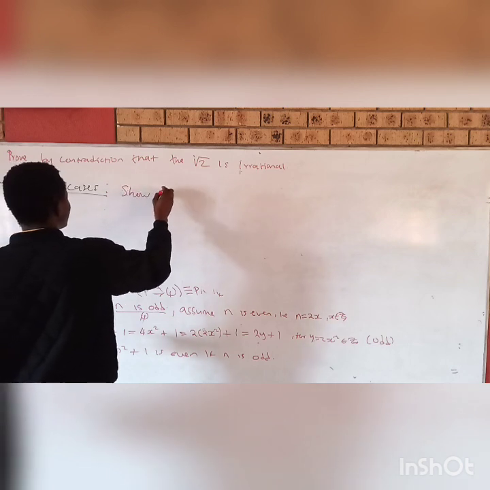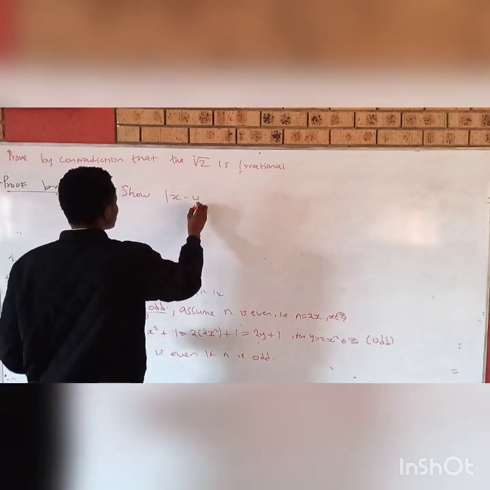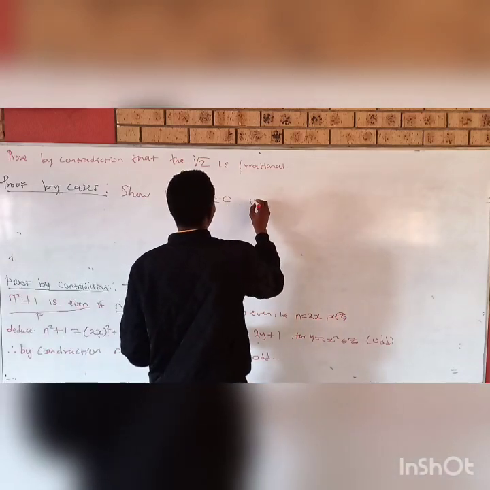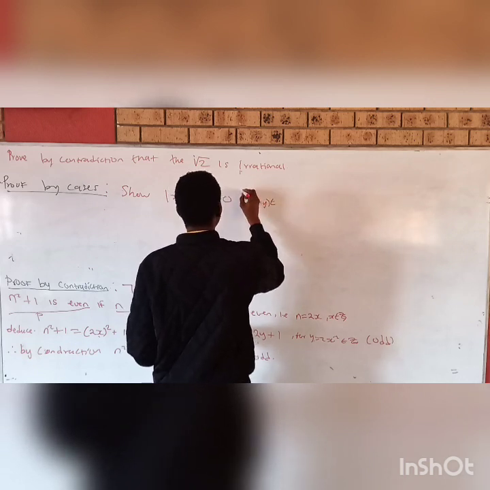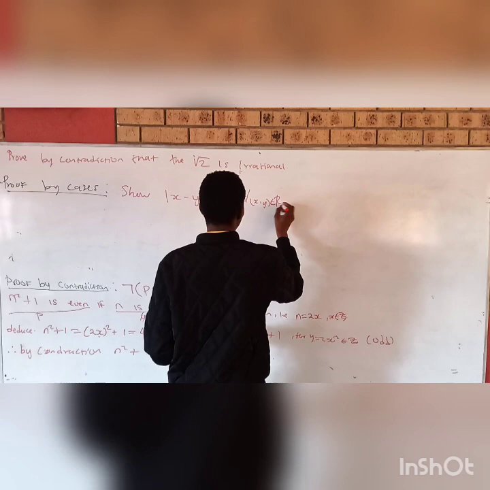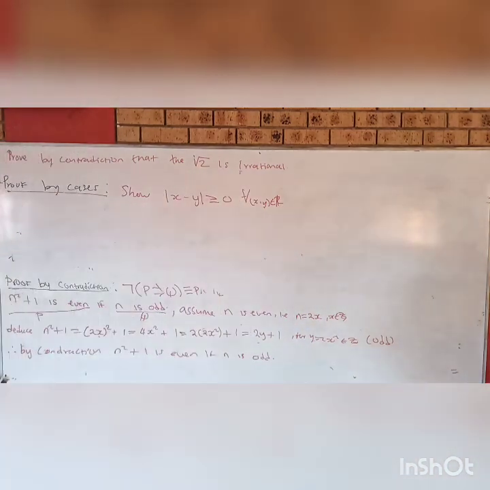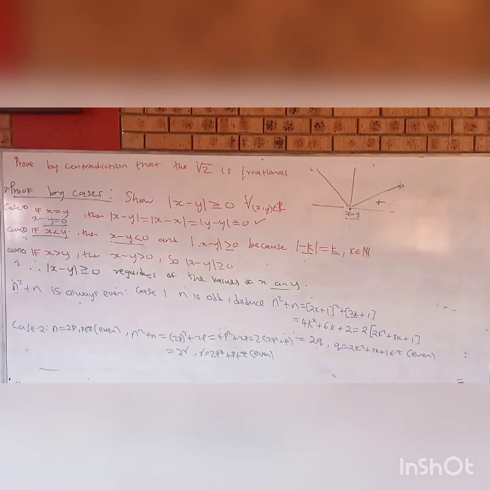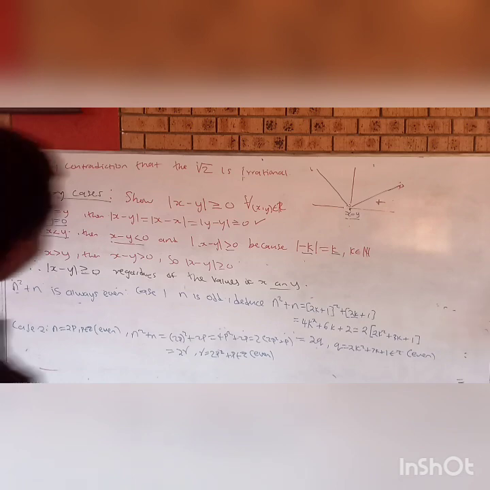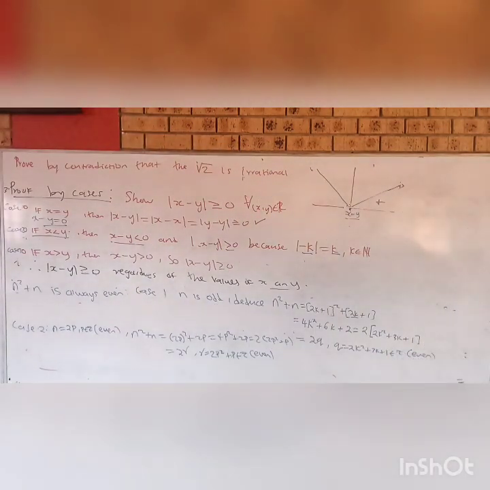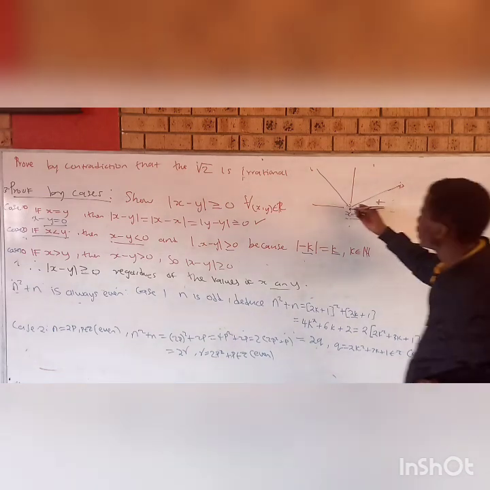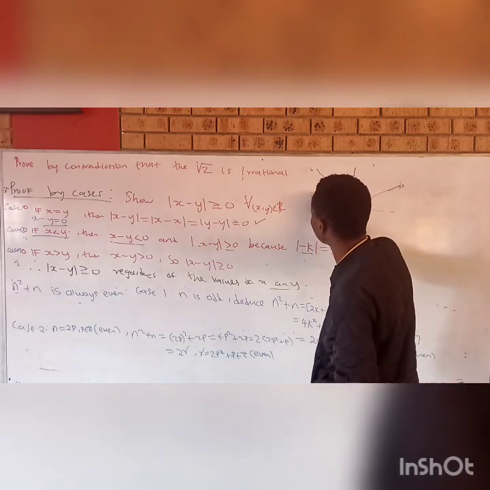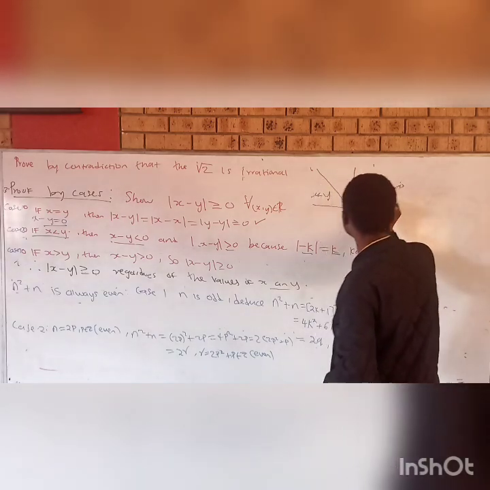Show that the absolute value of x minus y is greater or equals to 0 for every x and y an element of real numbers. So okay, we can proceed. x minus y is greater or equals to 0 for every x, y an element of real numbers. So under this example, we can consider this side for x less than y and this one for x bigger than y.